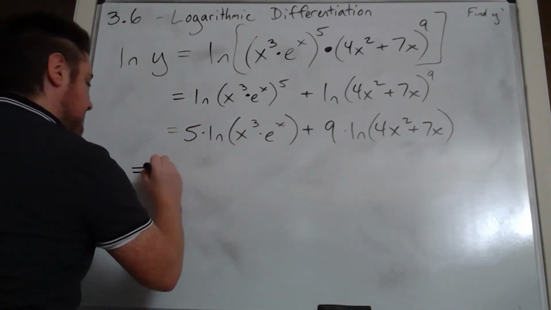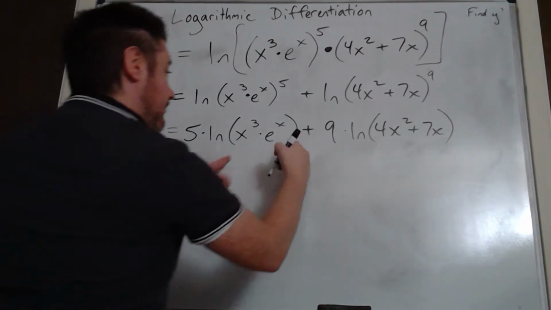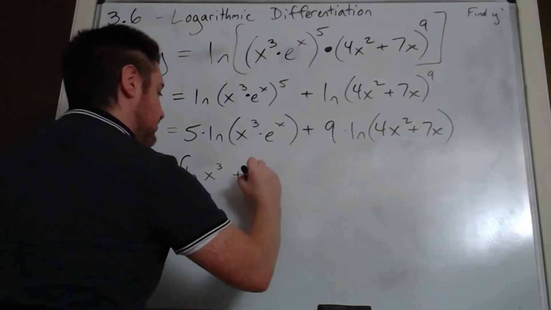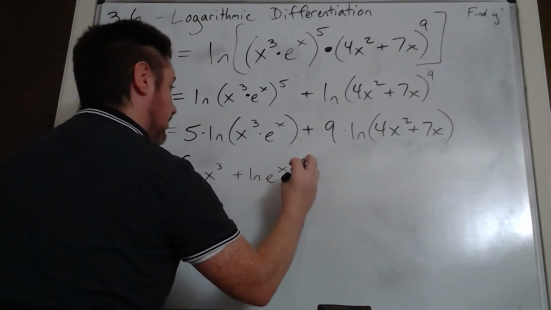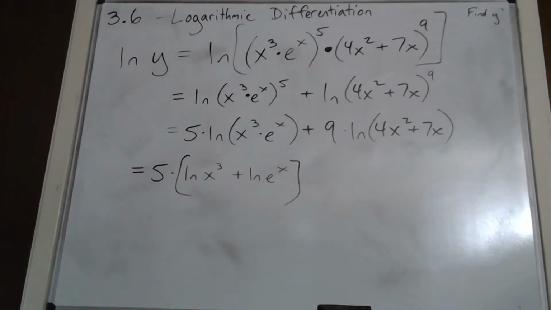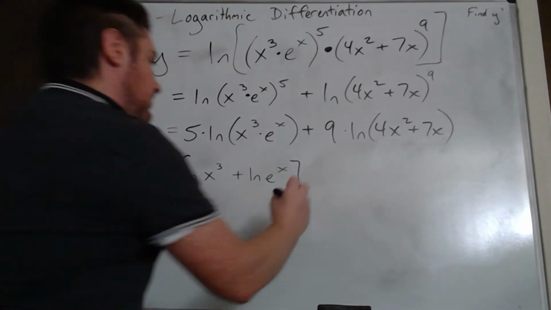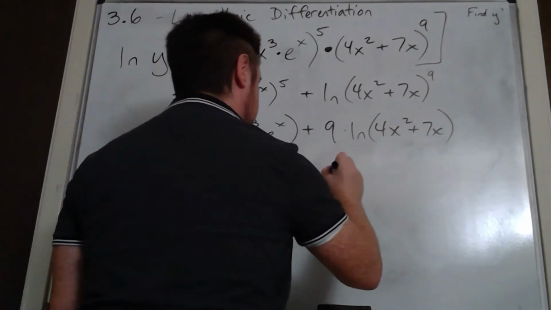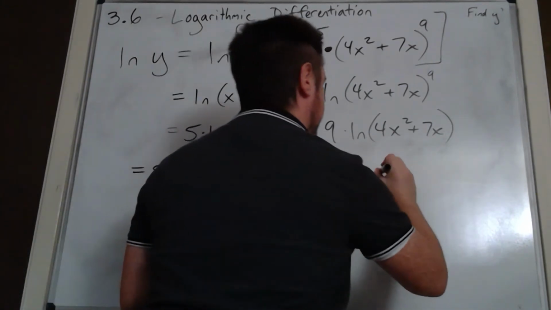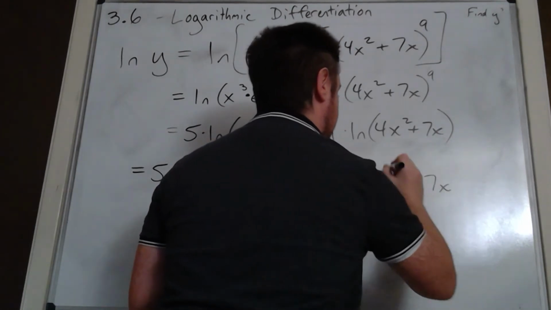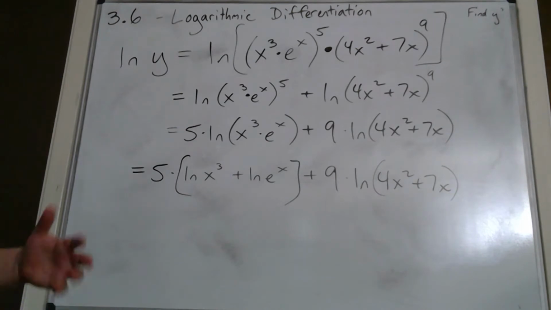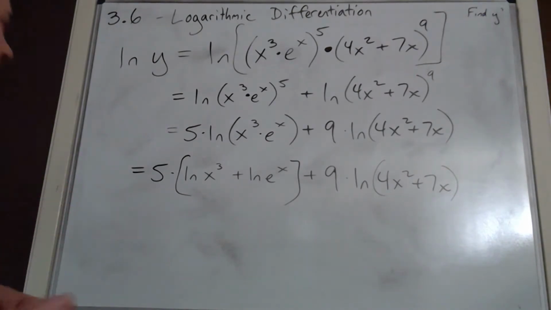So let's go forward. Equals 5 times, and now I'm going to break up this log into natural log of x cubed plus natural log of e to the x. All right, and close up those brackets. Now that all gets a 5 distributed through there, plus this guy is how he is. 9 times natural log of 4x squared plus 7x. All right, there we go. And so, is that as simplified as possible? No, let me just rewrite it.